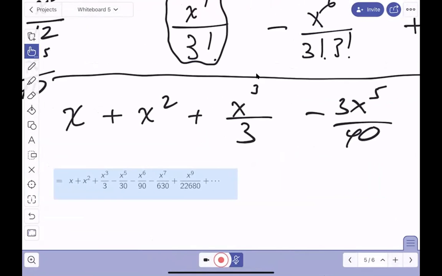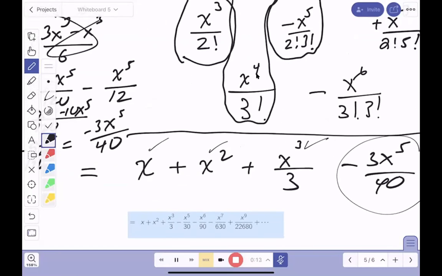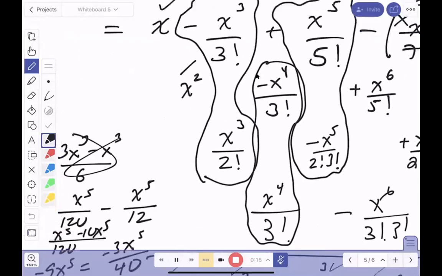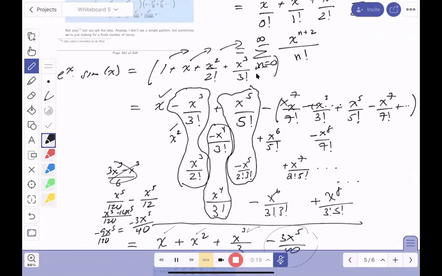Okay, let me take a look at what I got. I got this, I got this, I got this. I think I made a mistake over here. I got to look at it again. Where did that mistake come from? I don't know. Take a look. It's that fifth guy, right? And did I make a mistake somewhere? Let's take a look.